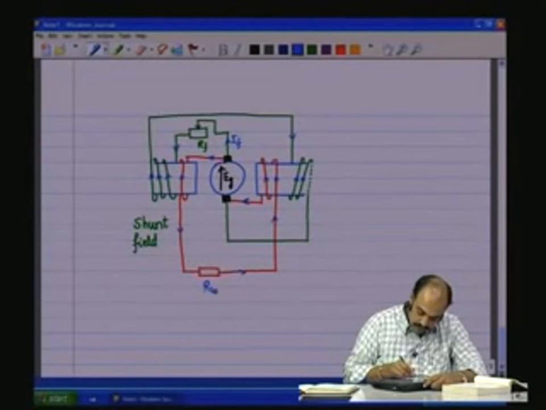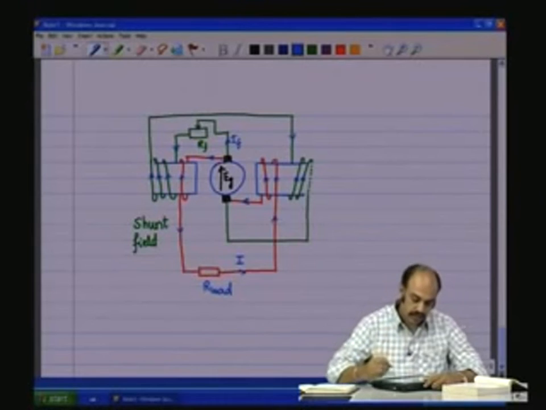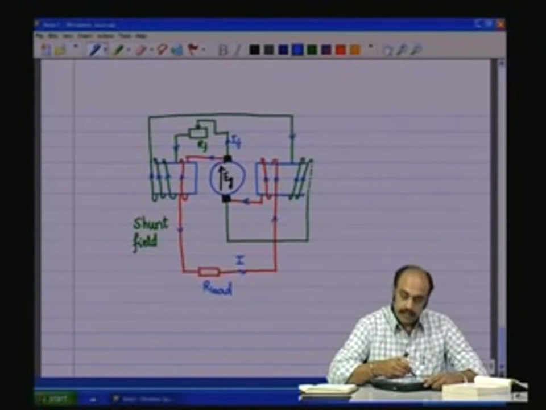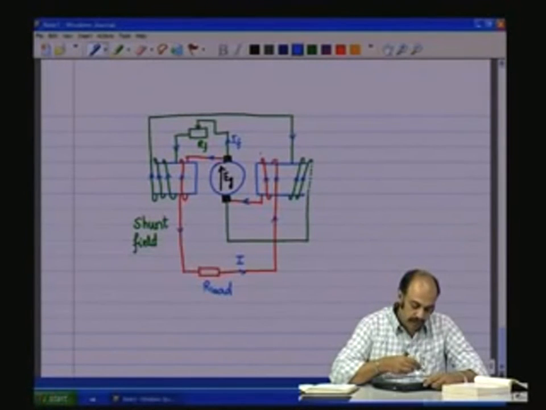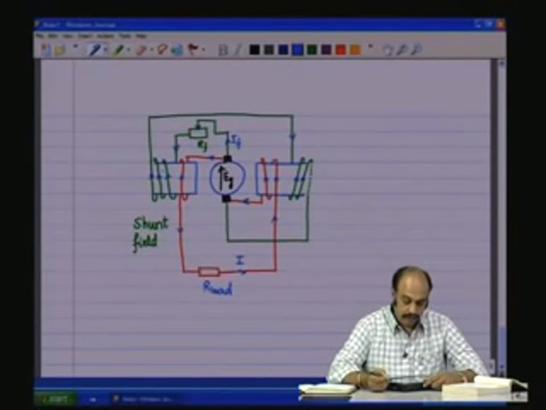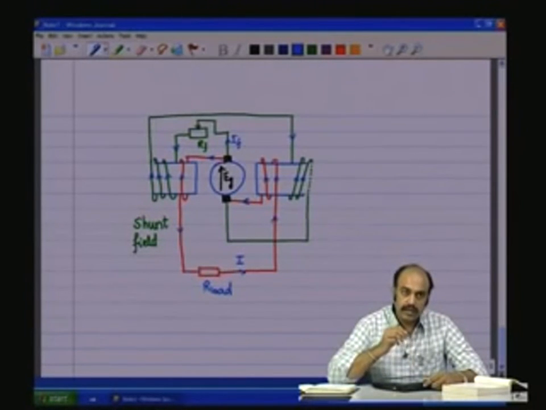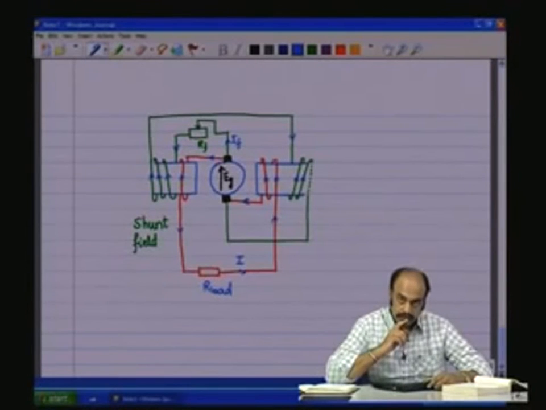This is R load and this is current I, whereas this was IF. So, if the number of turns here is so designed such that it cancels out the load component of the shunt field winding flux, then the flux in the machine will be a constant, which will be dependent only on Eg, like in the case of the separately excited machine. So, this is a compound machine.